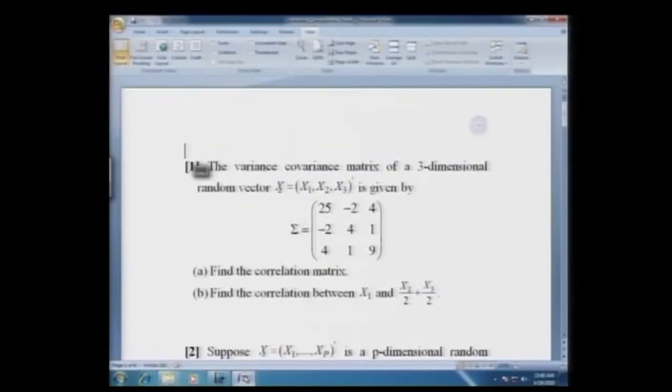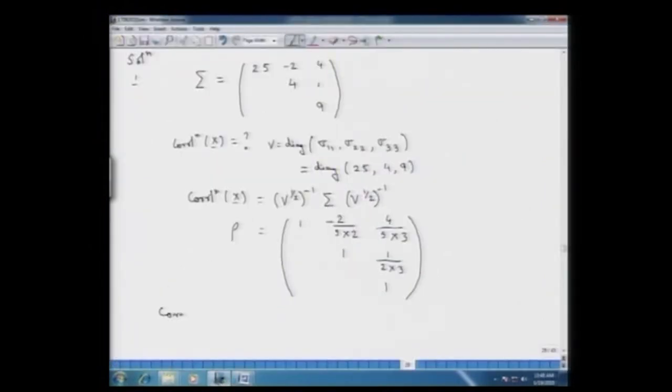Now, the second part of the problem was to find out, having obtained this particular term here, the correlation coefficient between x 1 and half of x 1 plus x 2 plus x 3. Let us see how to do that. In the second part of the problem, the first part being done, the correlation between x 1 and x 2 by 2 plus x 3 by 2 would be given by the covariance between x 1 and half of x 2 plus x 3, divided by the square root of the respective variances.